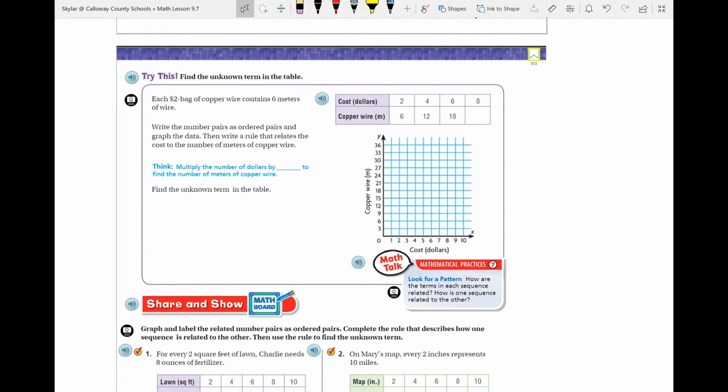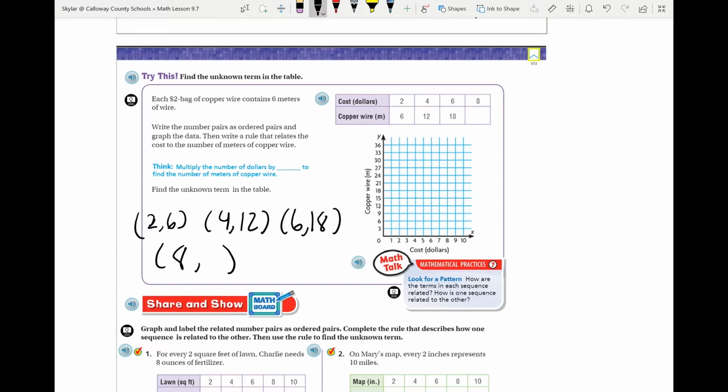Each $2 bag of copper wire contains 6 meters of wire. Write the number as ordered pairs, graph the data. So, they've already written the numbers for us. We can go ahead and write down the ordered pairs that we have though. We have 2, 6. We have 4, 12. We have 6, 18. And now we have 8, something. So, now that they filled in the chart for us, that first step is done. We've written down our ordered pairs.